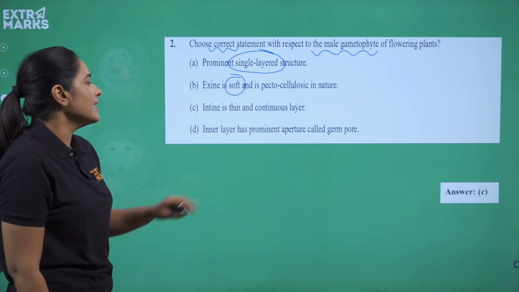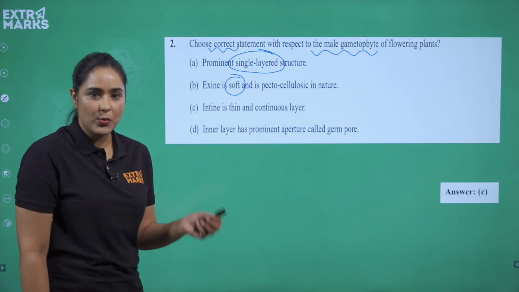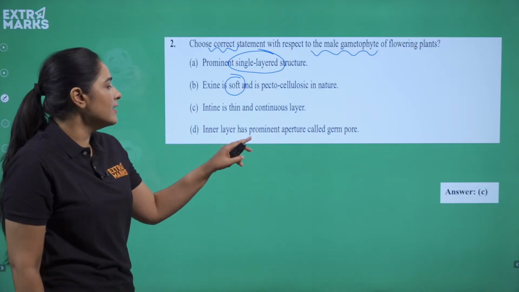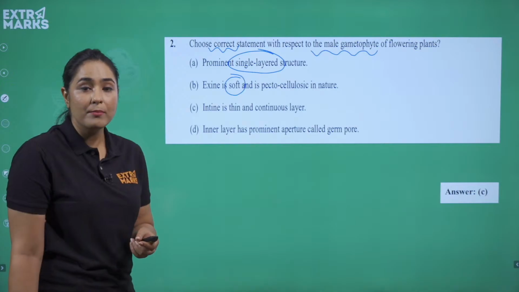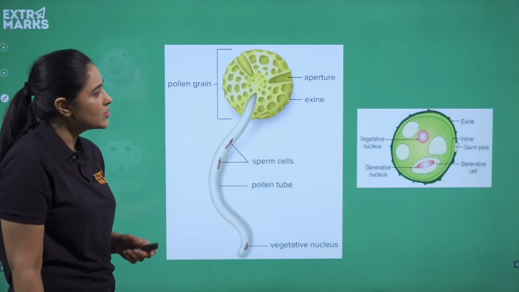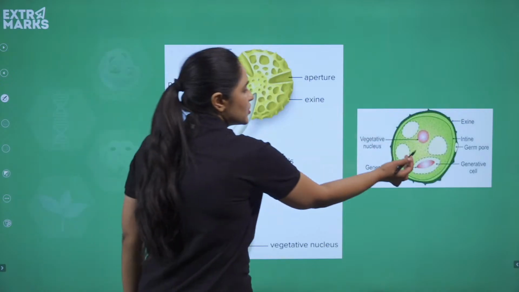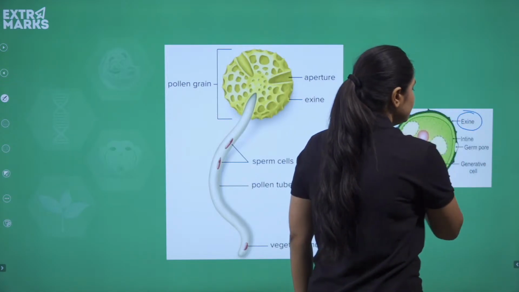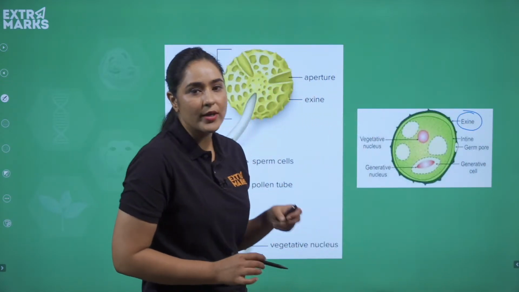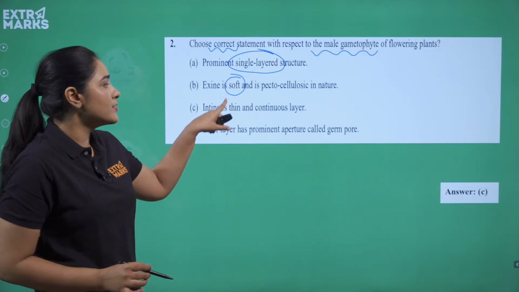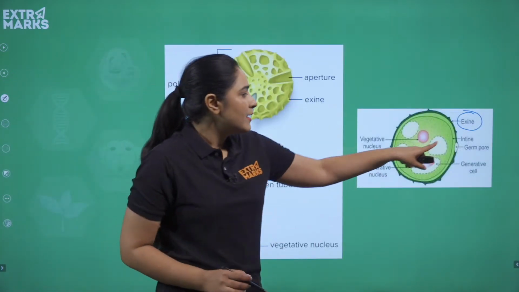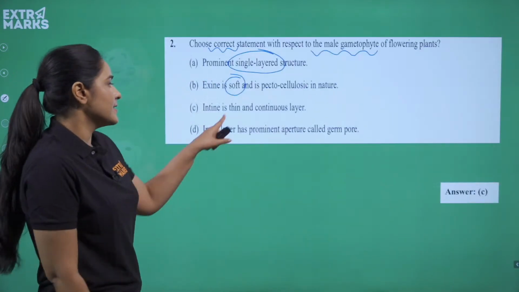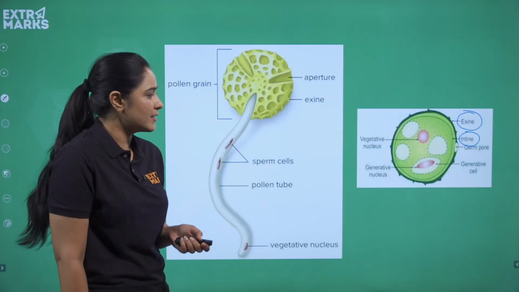The third statement is saying intine is a thin and continuous layer. This one is correct with respect to the male gametophyte in the flowering plants. D is saying the inner layer has a prominent aperture called germ pore. This is also incorrect. If you see the structure here, we are having this structure magnified here, cross section here. We are having here the exine. As you can see, it is the outer protective layer. So obviously it is not soft here. This one is incorrect. Intine, it is here continuous and as it is said, thin. Obviously this one is correct.